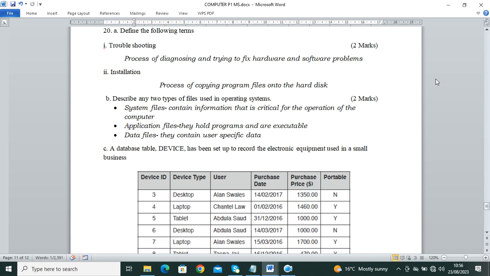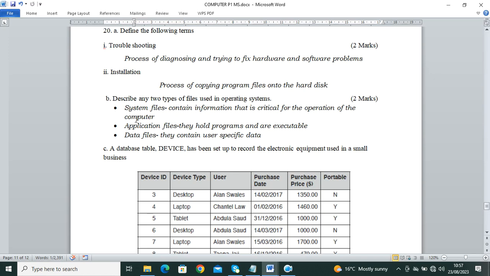Then we have: describe any two types of files used in an operating system. We have system files, application files, and data files. This is still in the Form 1 topic, operating systems. System files contain information that is critical for the operation of the computer. Application files hold programs and are executable. Data files contain user-specific data.